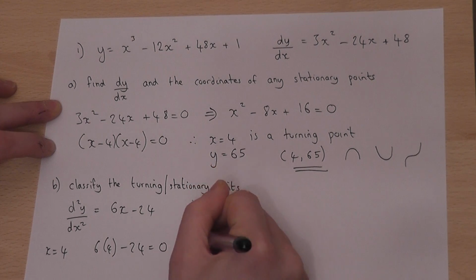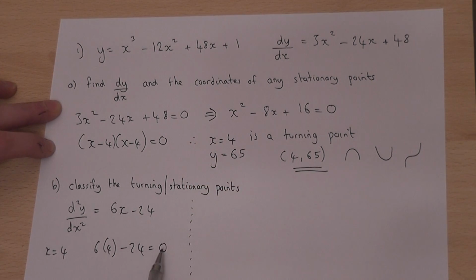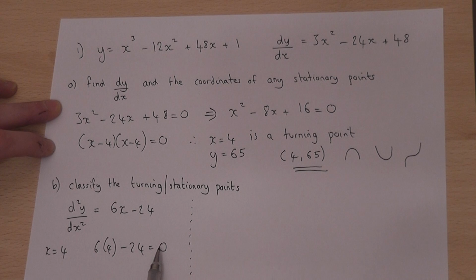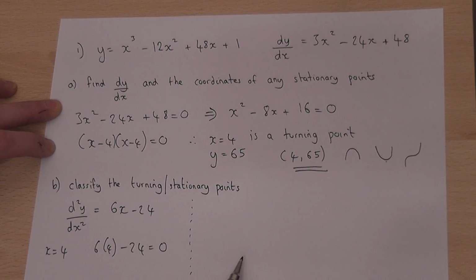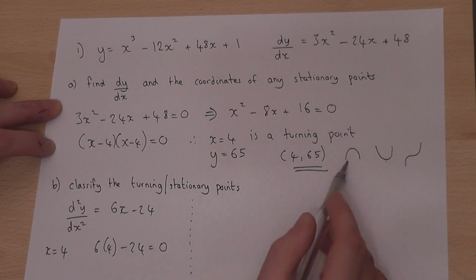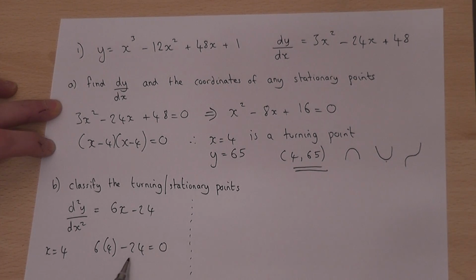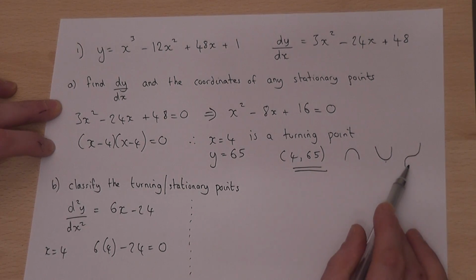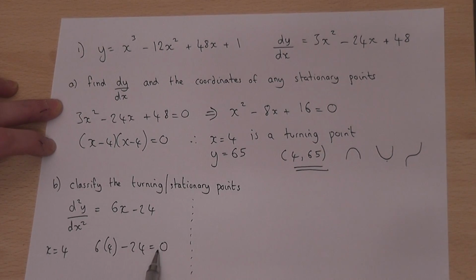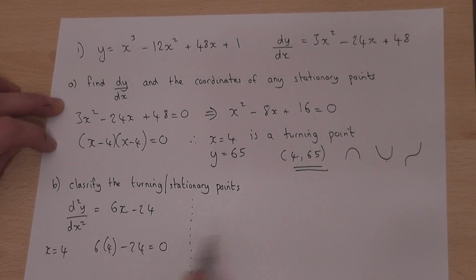Now this test works in the following way. If the answer is bigger than 0, it's a min point. If the answer is less than 0, it's a max point. But if the answer equals 0, then it could be any of these three configurations. So when it equals 0, we have to revert to what's called the first differential test.